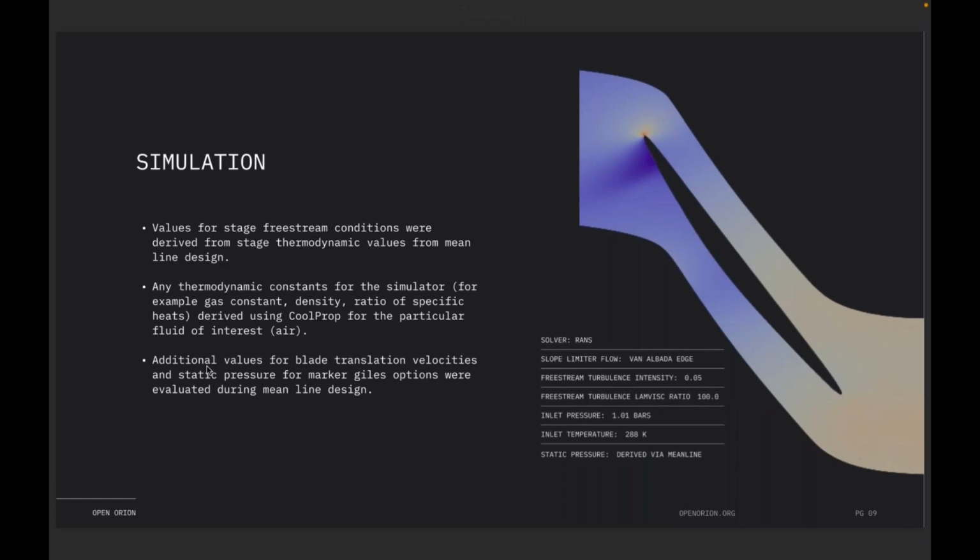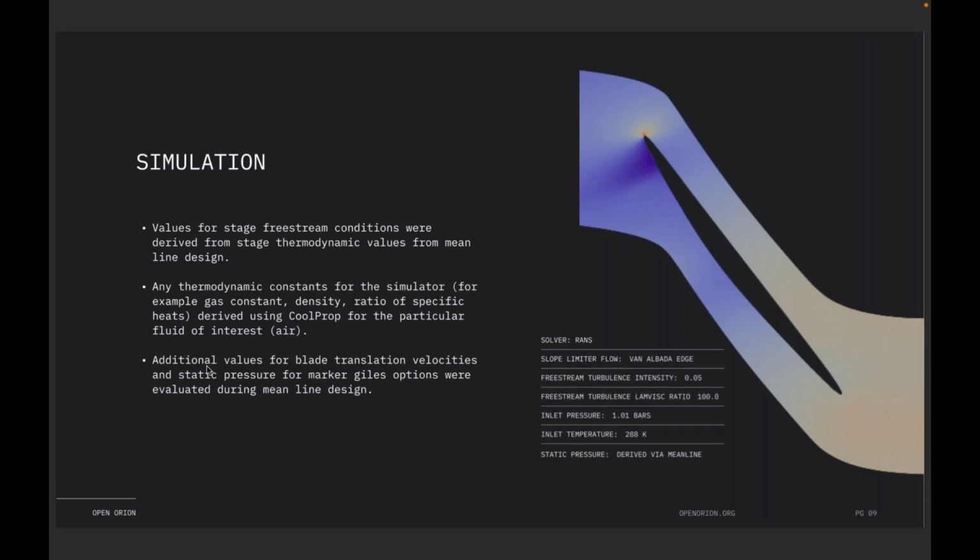And so for our simulation setup, all our free stream conditions we derived from the stage thermodynamic values we got earlier in the mean-line design. And then all the thermodynamic constants I was mentioning earlier, we derived them using CoolProp by just taking in the fluid type and the conditions for your inlet, then you can derive all these other things from that, like gas constant, density, gamma, all that. And then the additional values like the blade translation, static pressure for the marker dials, all that we derived also from mean-line. And then these were some of our simulation setups.